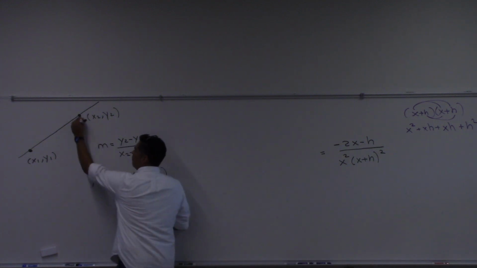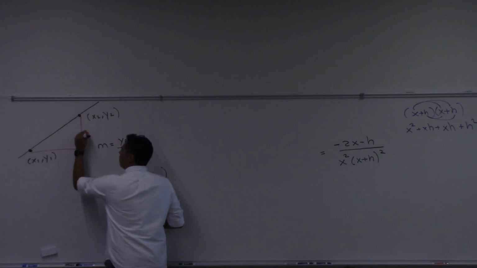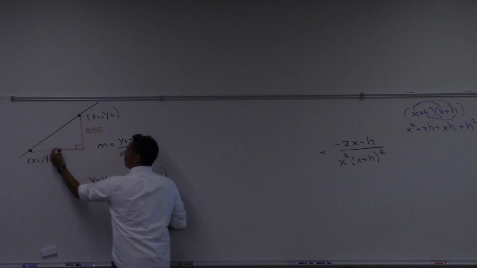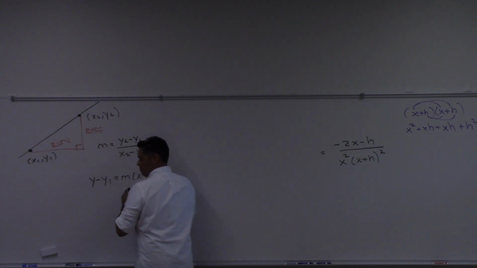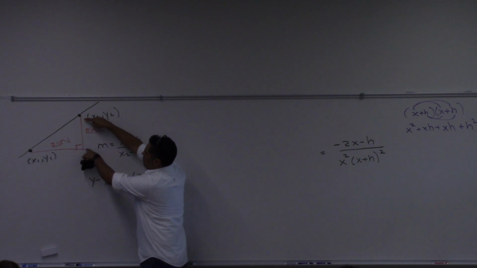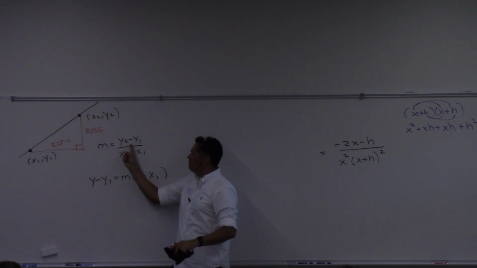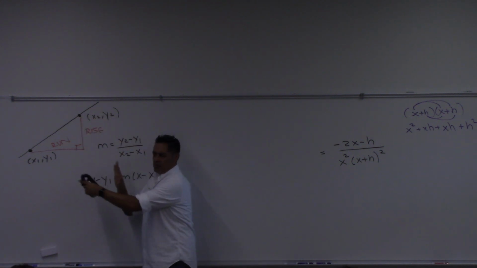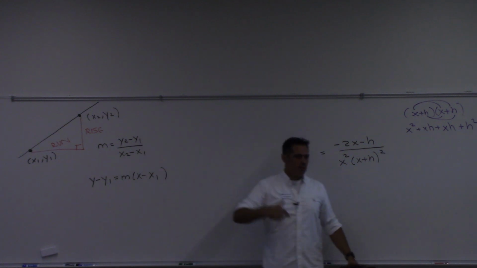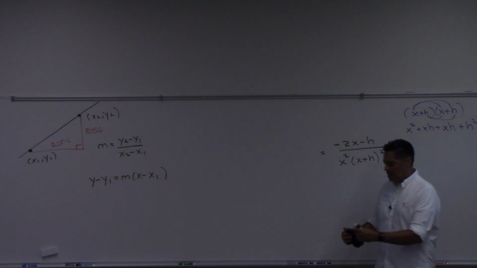Where does that come from? We draw a right triangle. This is your rise. This is your run. The rise is the difference of the y coordinates. The run is the difference of the x coordinates. The ratio of those two, rise over run, is your slope. That's where that comes from.